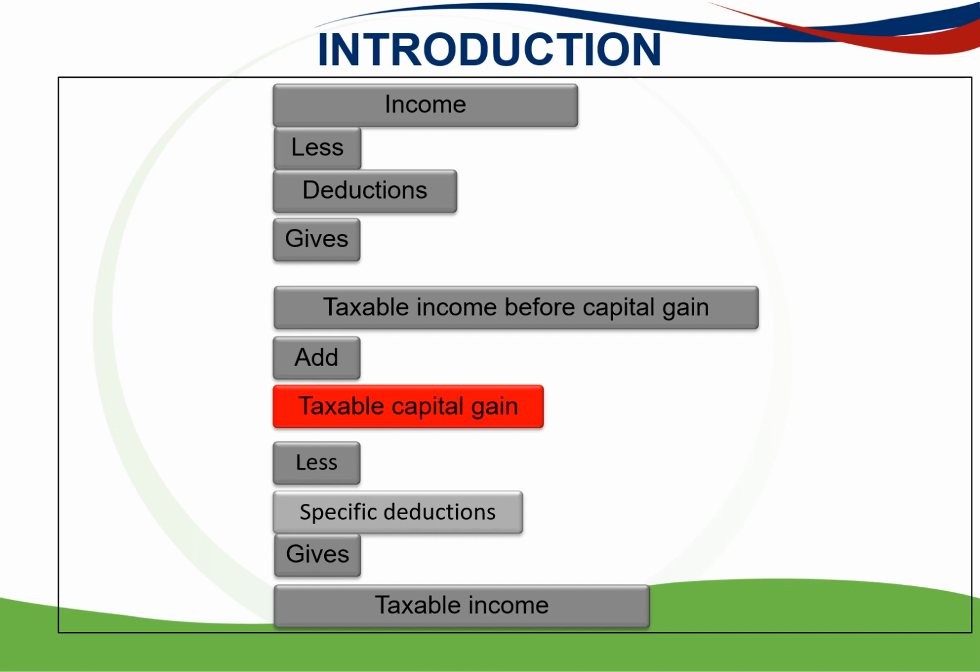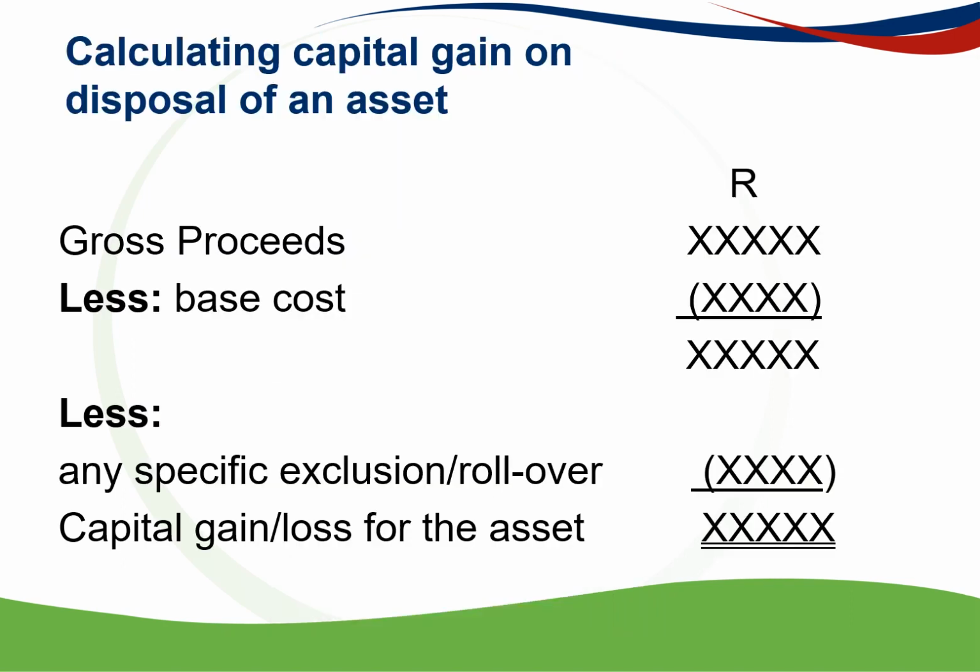Then after that you deduct specific deductions, which is the retirement fund contributions and donations, and that gives you your taxable income. This is the framework for the calculation of the capital gain on the disposal of an asset. So you'll have your gross proceeds. From that you deduct your base cost. And then further you deduct any specific exclusions or rollovers, and that will give you the capital gain or loss for the asset.